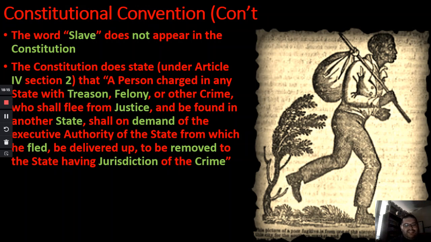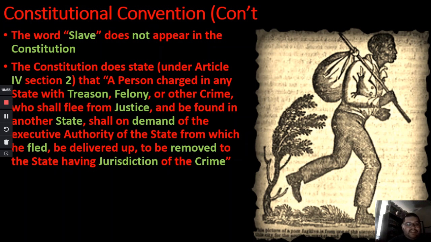Now, here's another thing too. The Constitution does state under Article 4, Section 2, a person charged in any state with treason, felony, or other crime who shall flee from justice and be found in another state shall, on demand of the executive authority of the state from which he fled, be delivered up to be removed to the state having jurisdiction of the crime. So, what does that mean? Basically, if someone commits a crime and they go to another state, the officers have to arrest them and send them back.